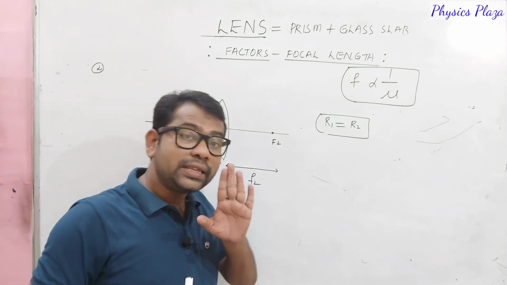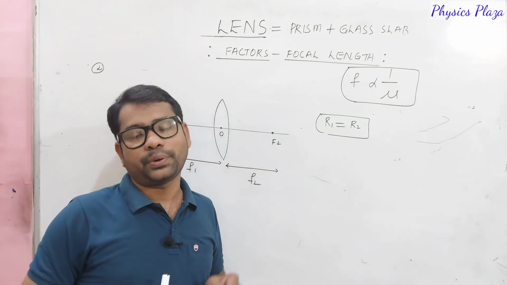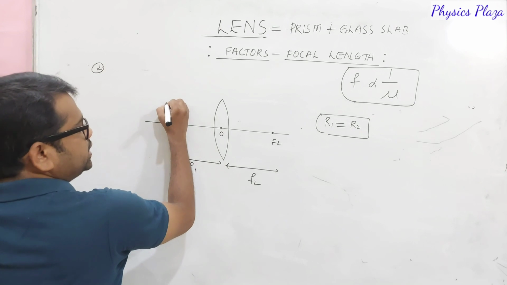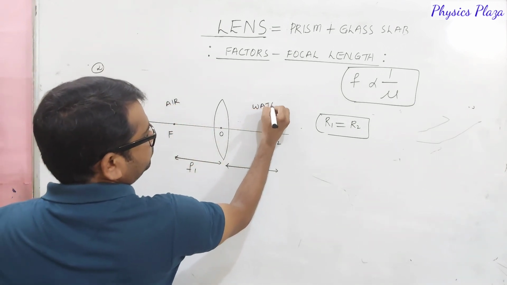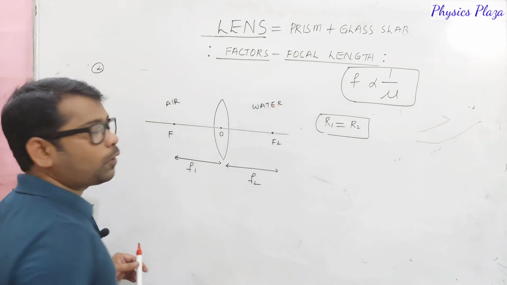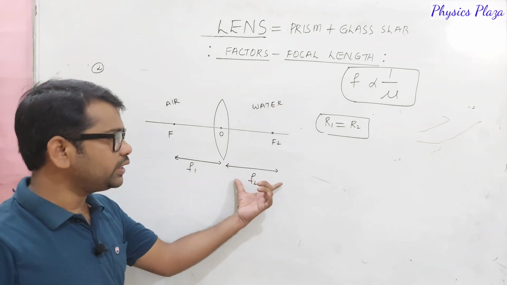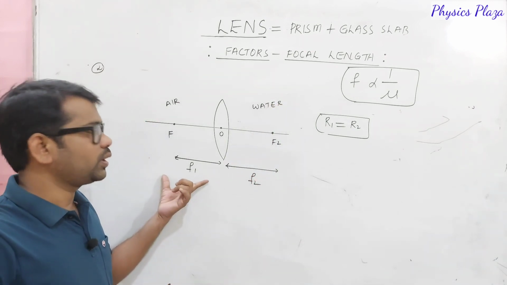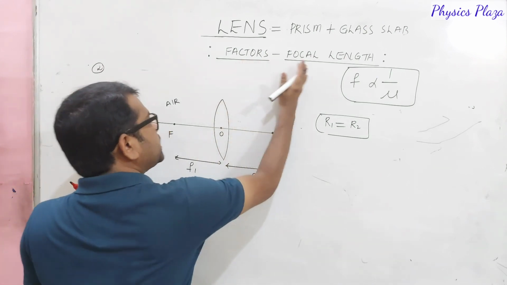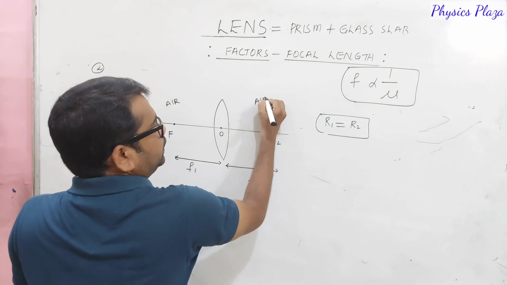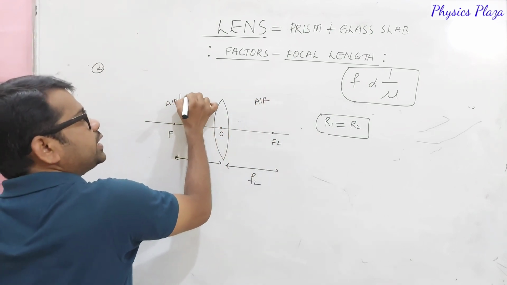No, it is the medium, dear children. It is the medium, very important. For example, dear children, here air is there on this side, and here water is there. Obviously, dear children, this focal length will be more than that focal length. But when will these two focal lengths be the same? When on both sides it is air and air, or both sides water and water.